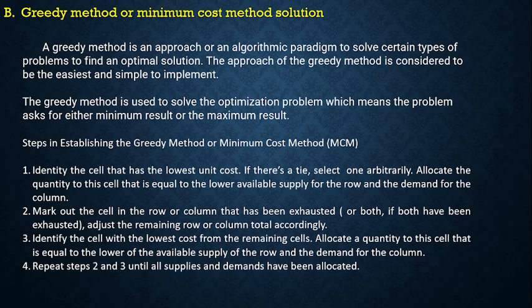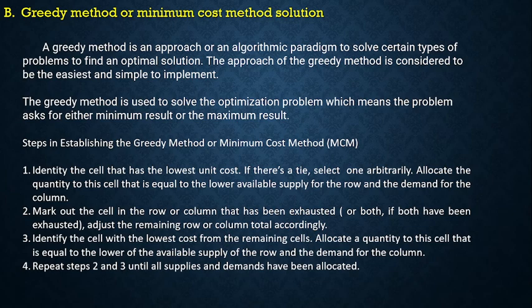Here are the steps in solving involving the Greedy method, or the minimum cost method, denoted by MCM. Step one, identify the cell that has the lowest unit cost. If there's a tie, select one arbitrarily. Allocate the quantity to the cell that is equal to the lower available supply for the row and the demand for the column.